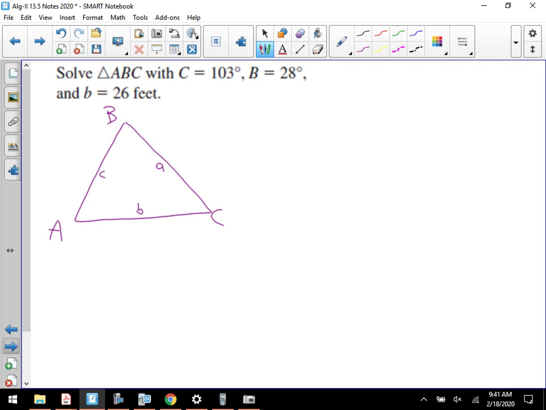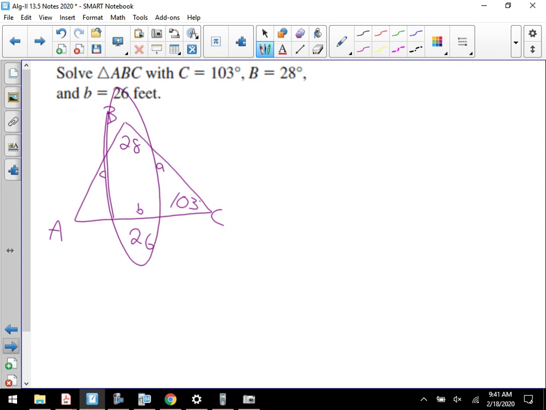I usually put my lowercase letters on the interior. That way it doesn't get messy. Okay? From there, I label out my parts. Angle C is 103. Angle B is 28. And little b is 26. Which setup do you have the angle and the side opposite? With b's. So I usually just do this right off the bat. That means I'm going to use that as my ratio to solve the other 2 parts that I need to get. Okay?